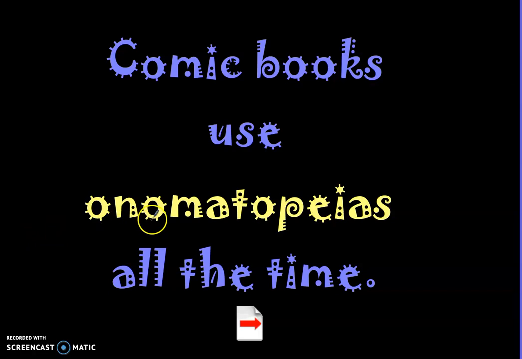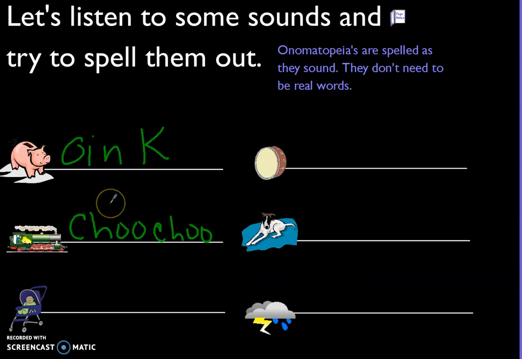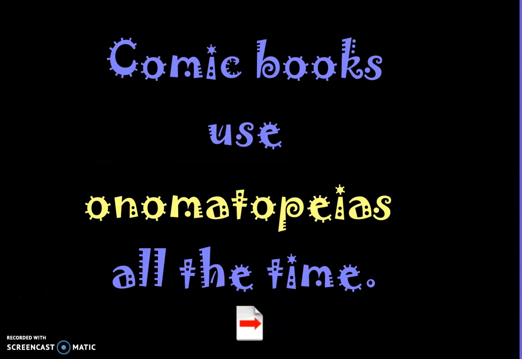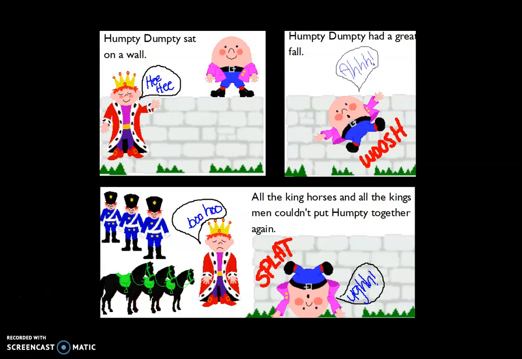Comic books use onomatopoeia all the time. So as you can see, onomatopoeias are spelled as they sound. They don't need to be real words. So they are sound words. Comic books use onomatopoeias all the time.